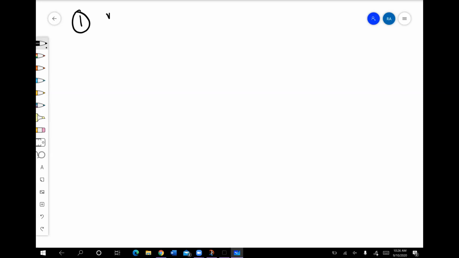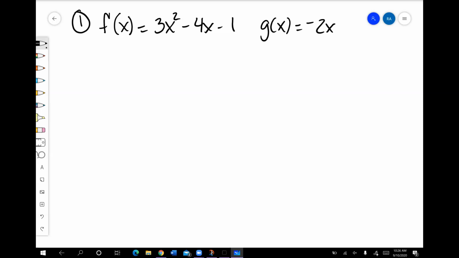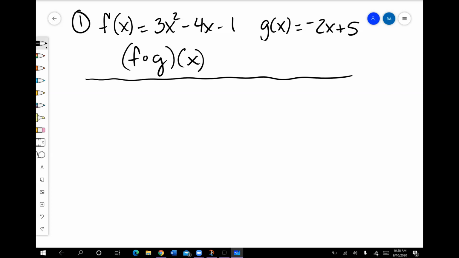And I'm going to give you f of x equals 3x squared minus 4x minus 1. And then I'm going to give you g of x, which is negative 2x plus 5, okay? And I want to find f composite g of x, okay? So we've already talked about a little bit of this, all right? But I want to go into depth what it means to be a quantity squared, okay?